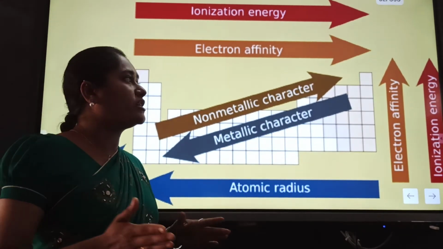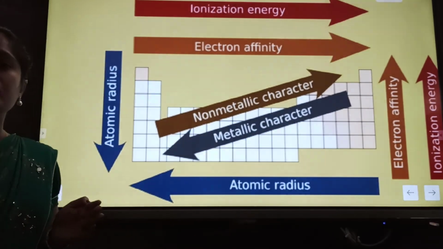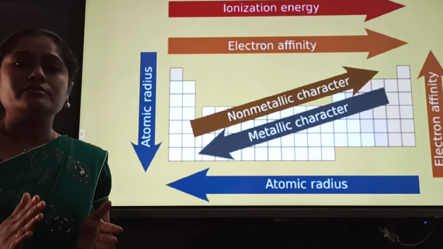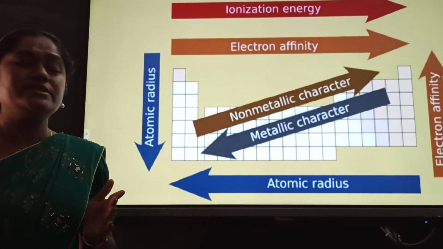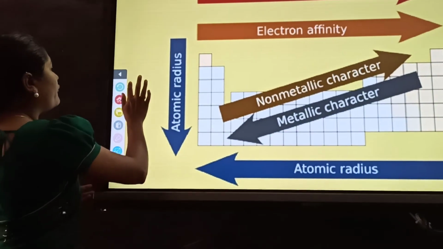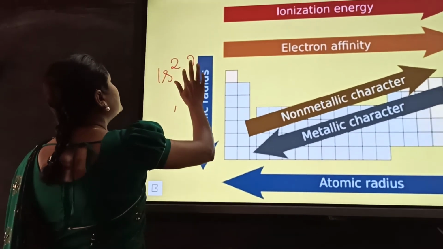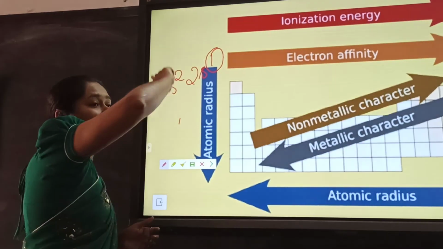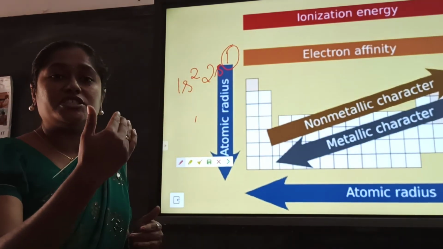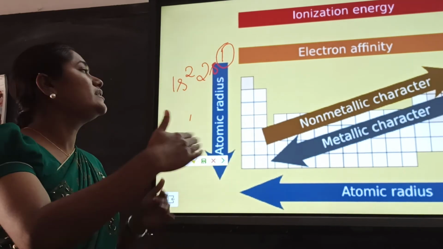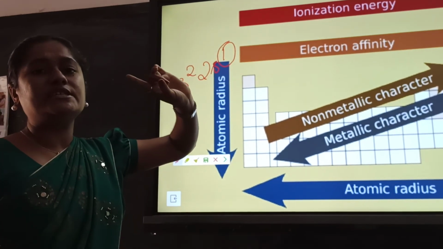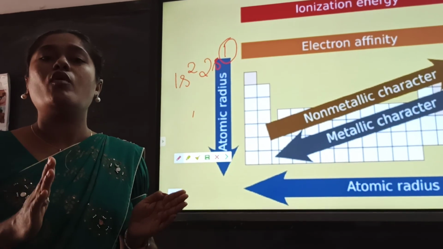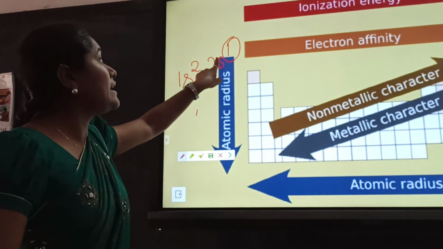This is not so important, but I will tell you: ionization energy is the energy required for an atom to remove electrons from its outermost shell. If the electrons present in the outermost shell have to be removed, the energy which the atom has to supply is called ionization energy. So ionization energy is nothing but the energy required to remove an electron from its outermost shell.